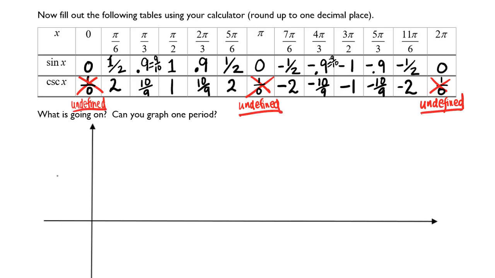So what is going on? Can you graph one period? Well, we know that sine has a period from 0 to 2 pi. So I'm just going to sketch the critical points. What I am doing here is breaking up my x-axis into radians that are in thirds, in sixths, and in halves. And that's not super common. It takes a little bit of practice to figure this out.